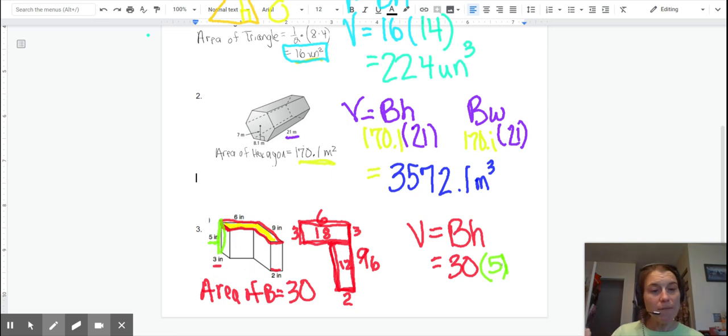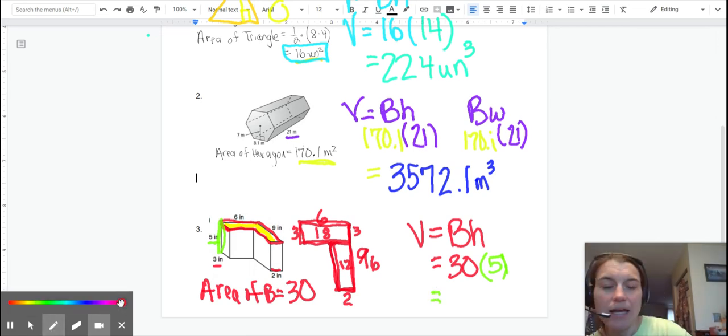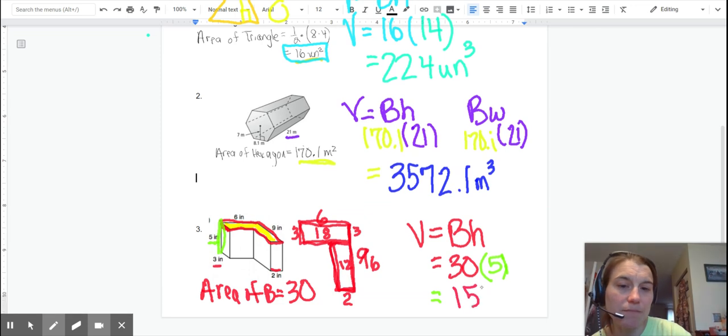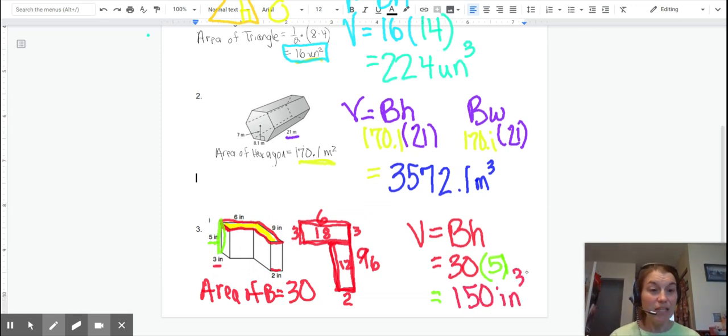So now I have all my dimensions. I have 30 for the area of the base, 5 for the height. I just need to multiply them together to find the volume. And I get 150 inches cubed. So there it is.